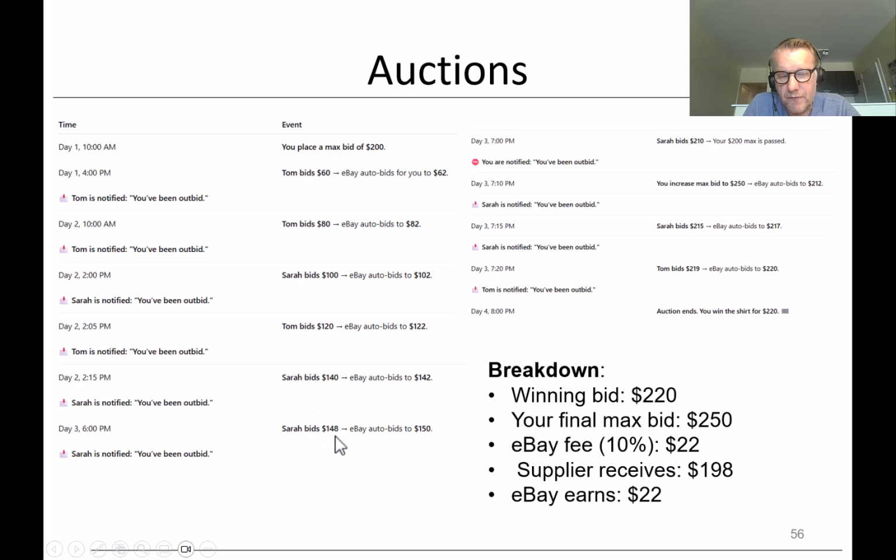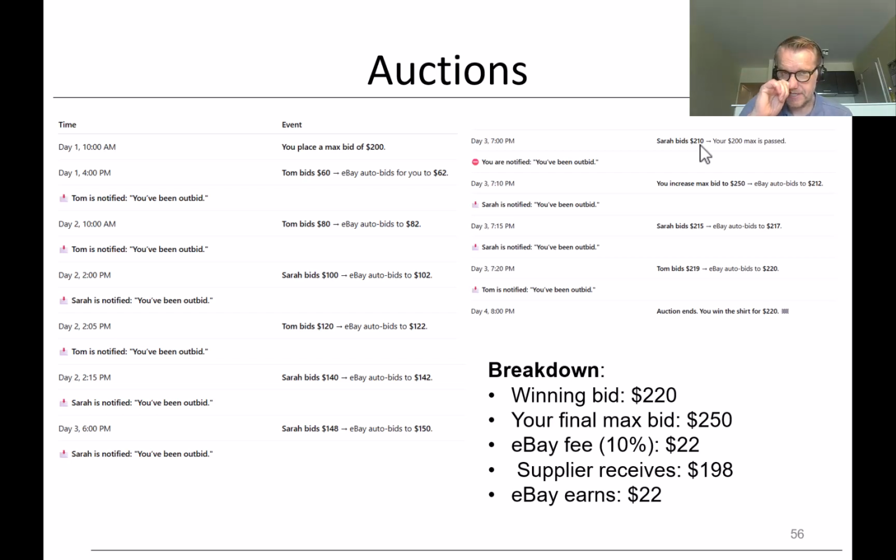Sarah bids 148. Now I have to pay 150. All of a sudden, Sarah bids 210 right here. That means it's higher than my 200. So now I'm no longer in the game. I'm out of the game. So I get a message, Bart, you've been outbid.